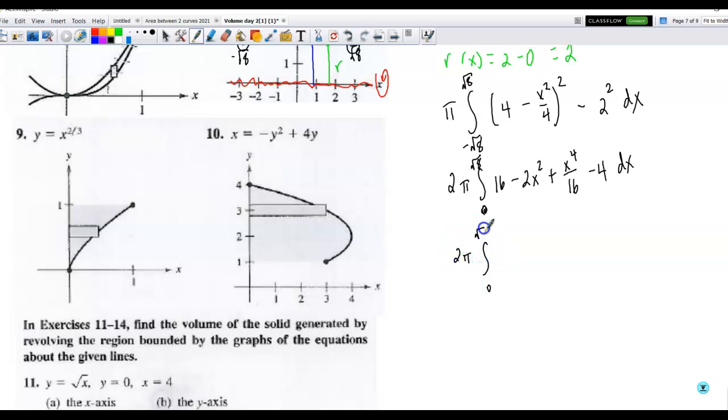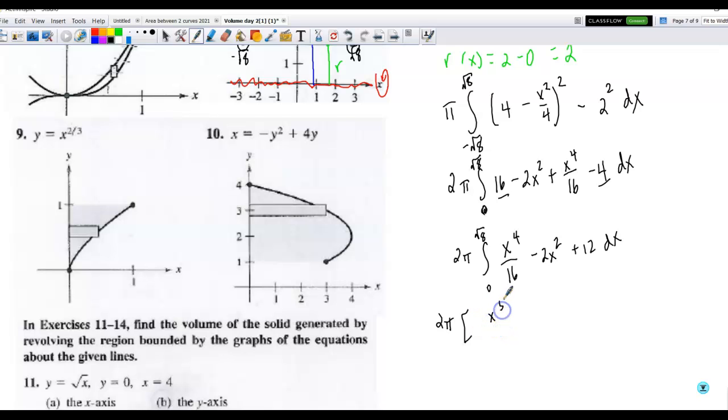0 to 8, still cleaning, still doing the algebra. So that'll give me negative 2x squared. That's not the first term, is it? That'll give me x to the 4th over 16 minus 2x squared, and then I have 16 minus 4, which will give me 12 dx. I'm going to find the antiderivative of that.